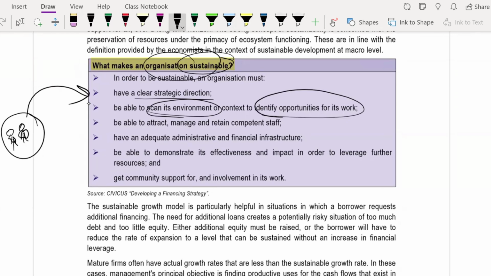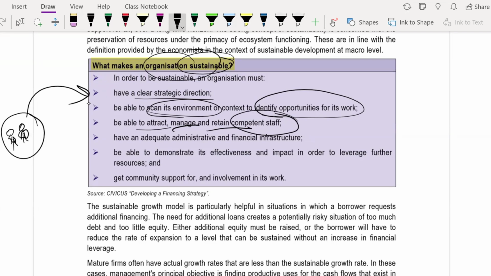Okay. And then in case there are more people in the family, suppose she is living in a joint family, then there are going to be a lot of people in the family. Okay, she must be able to attract them. She must be able to manage them and retain them on her side, so that they always support her.